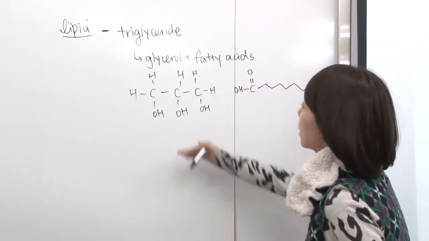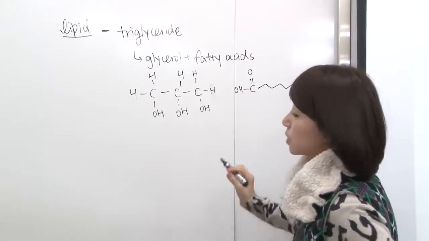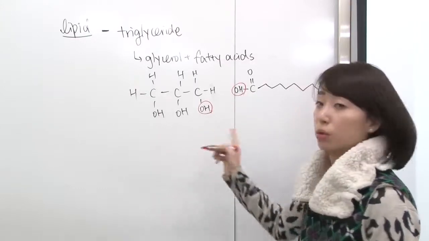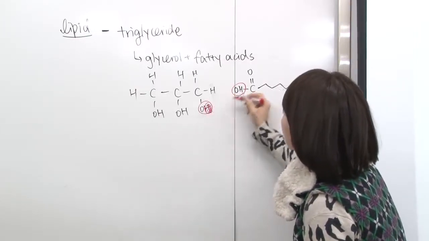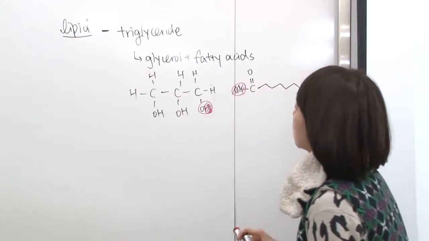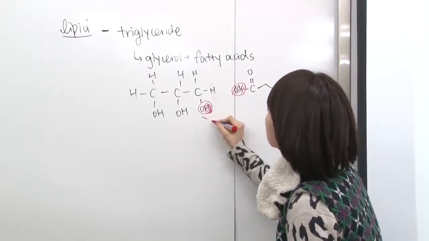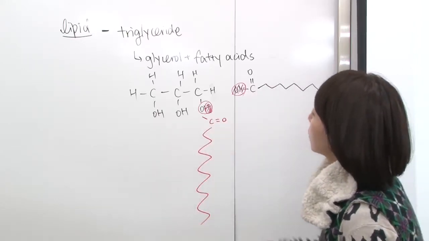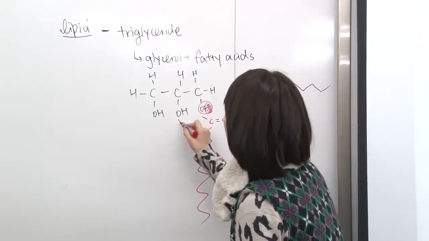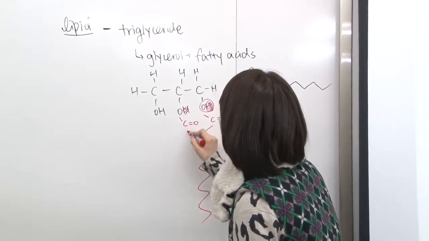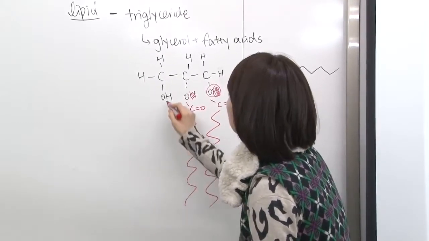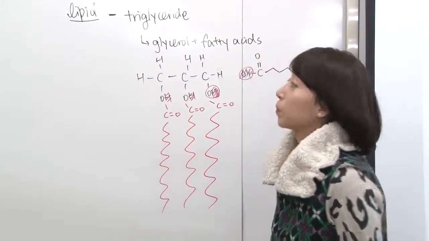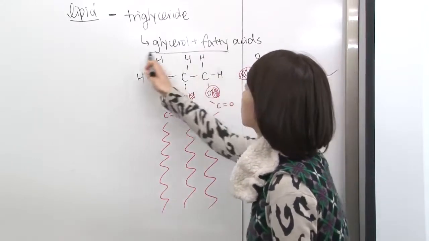When glycerol and fatty acid come together, they also go through a dehydration reaction, losing water between the hydroxyl groups in these two. H goes off here, OH goes off here, and they form a linkage and the fatty acid comes here. You know what I mean? Each of the OH groups reacts with another fatty acid, so CO like this, and this also goes like this. Triglyceride is this structure.